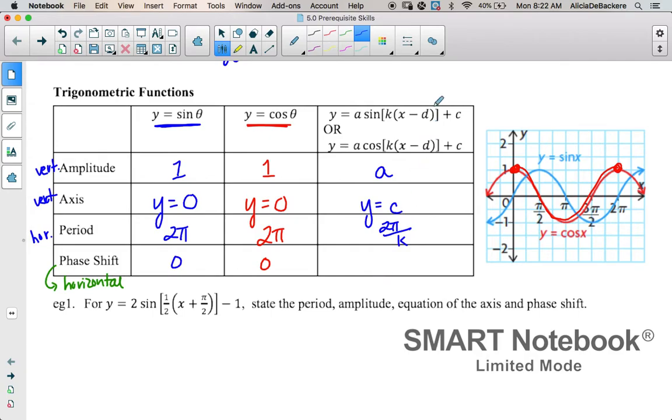And then the phase shift, I'm taking a horizontal shift, and that comes from the d value in the brackets. Don't forget that it's the opposite sign. So up here I have minus d, and so it's going to shift positive d.